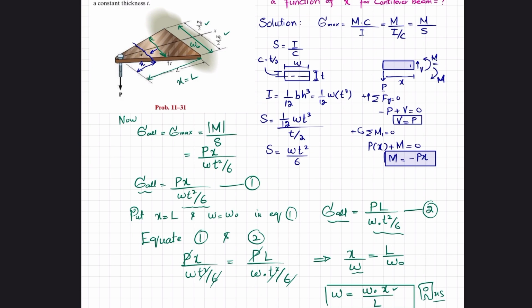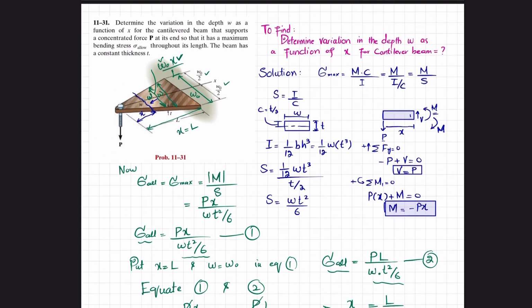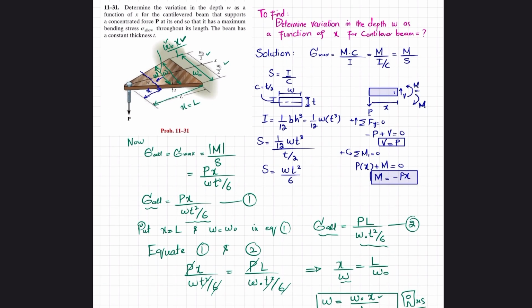So what if you want to find the width at any point? At any section, it will be equal to W naught into x over L. If you know x at which you want to find this width, you just put it in, you will have the total length L and W naught. So you will get this W at any x length. And this was all about problem 11-31.